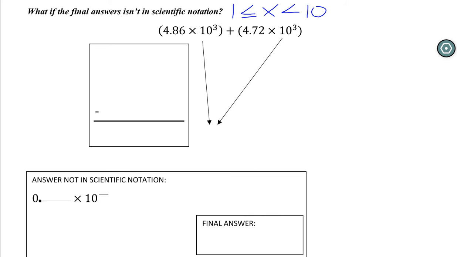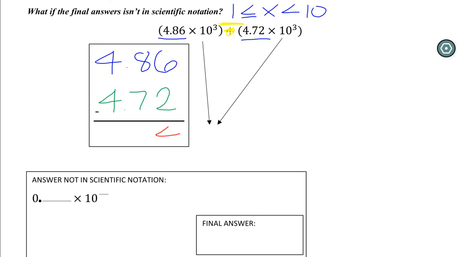So, first, so we can see what we're dealing with, we need to not add. This is supposed to be subtract. We need to subtract our two numbers together. So, take our constants. So 4.86, and we're going to minus 4.72.